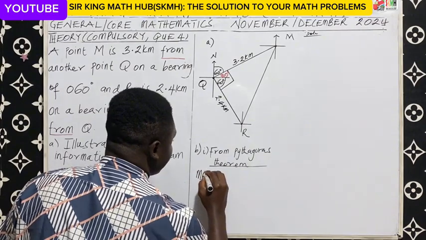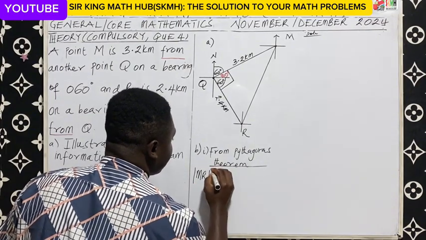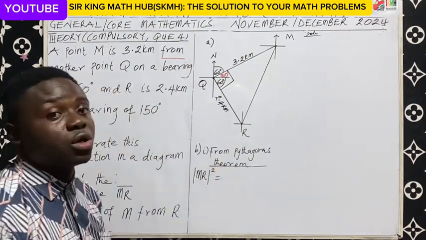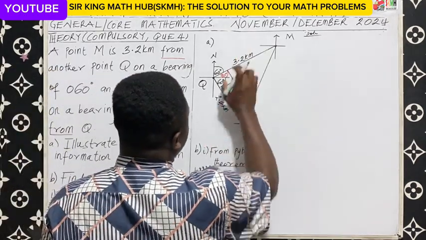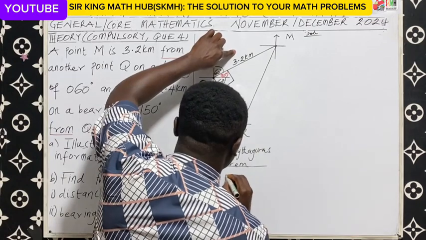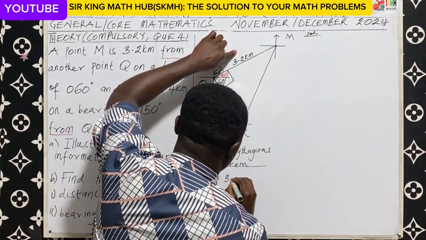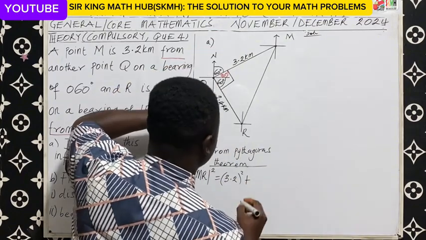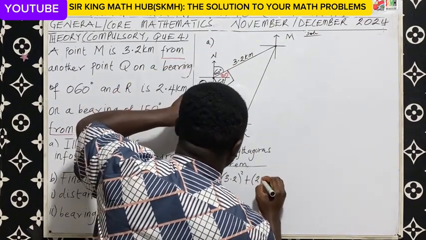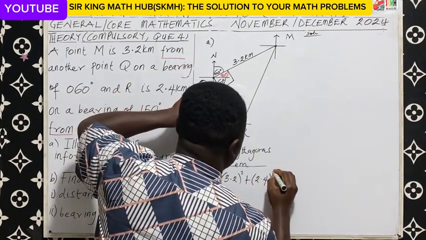MR should be equal to the sum of the squares of the other 2 sides. So the sum of the squares of the other 2 sides. So starting with this side, 3.2 squared plus 2.4 squared.